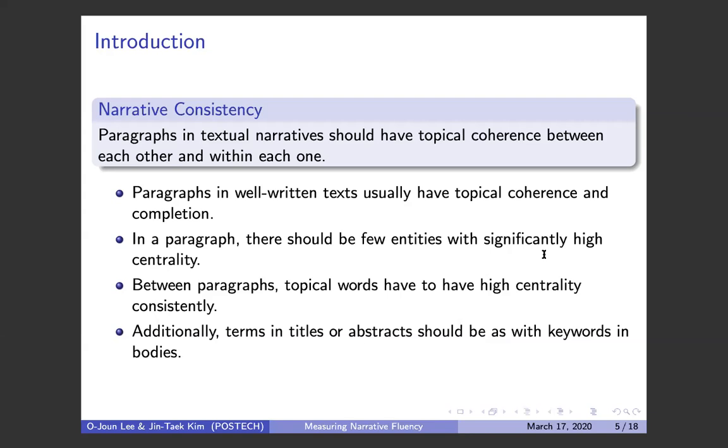Since paragraphs in well-written text usually have topic recurrence and completion, we suppose keywords of the narrative text will have high centrality in the entity networks. Thus, we can assess narrative consistency in three criteria. In a paragraph, there should be few entities with significantly high centrality. Also, between paragraphs, topical words have to have high centrality consistently.